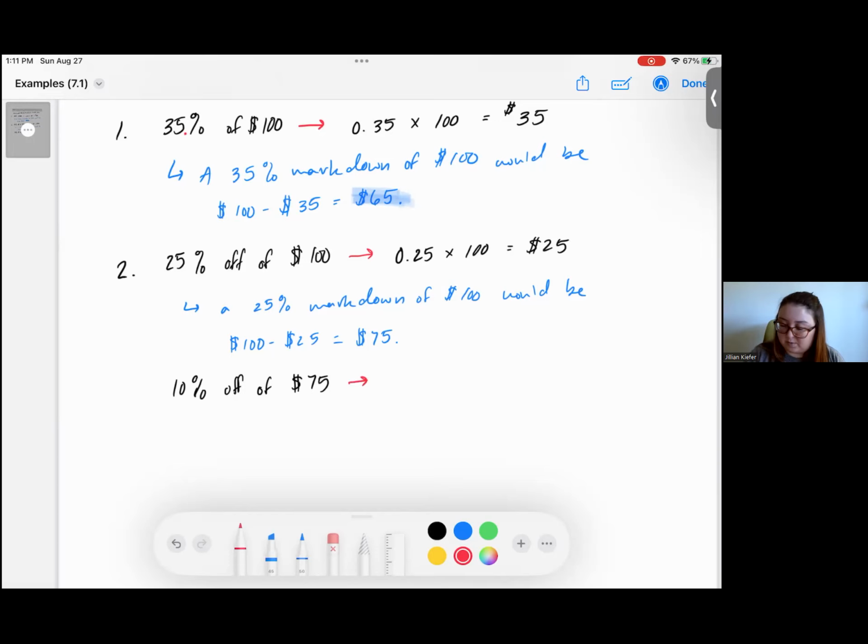So 10% in decimal would be 0.1. Move our decimal place 2 spots to the left, times 75. Because we're talking $75. So 0.1 times 75 actually comes out to $7.50. Not $10 if you took it off of 100. So you have now a markdown of $7.50 off of the 75.